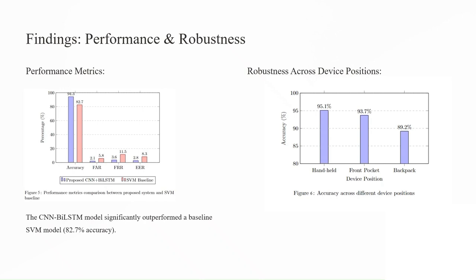Our proposed CNN plus BiLSTM system significantly outperforms the SVM baseline across all metrics. As we have told earlier, we achieved 94.3% accuracy versus 82.7% for SVM. More importantly, the false acceptance and rejection rates are much lower, and the equal error rate is reduced from 8.3% to only 2.8%. This chart makes it clear that our system offers both accuracy and robustness, which is critical for authentication.